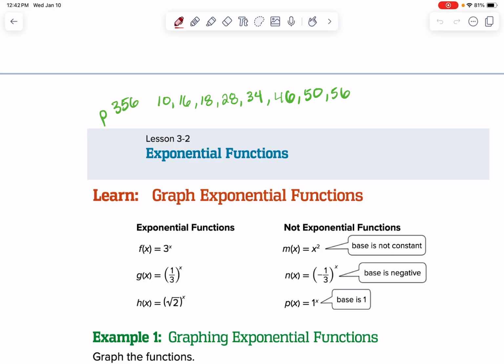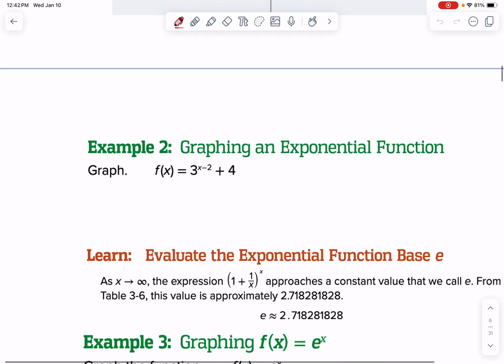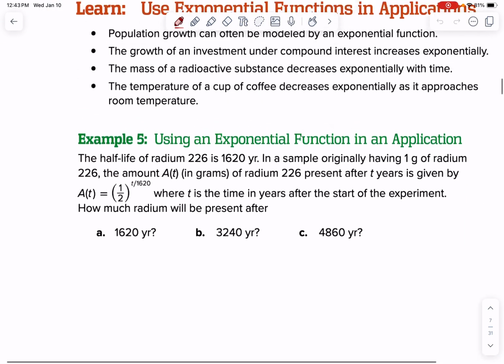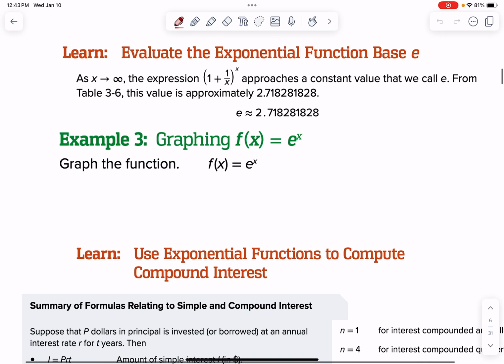All right, Trig, this is section 3.2, exponential functions. It's mainly talking about the graphs of exponential functions. We should be able to get through these notes today. They're not too terribly long. There's a couple story problems, so get your calculators out, but it's really not that bad of a section.